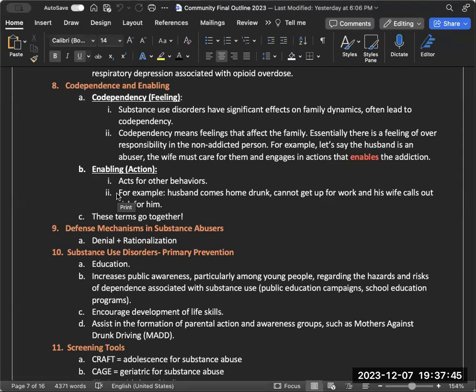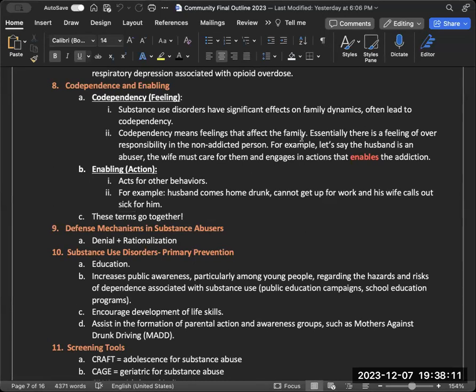This is Dr. D's example. For example, let's say the husband is an abuser. The wife must care for them and engages in actions that enable the addiction. Enabling is the action, acts for others' behaviors. So, for example, in this situation, the wife has a codependency. She feels that she needs to take care of him or her or whomever when they're addicted.